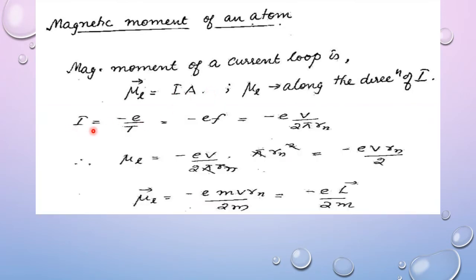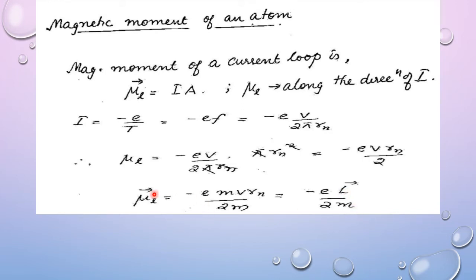The current, we know that it is equal to minus e by T. 1 by T is f, so it is equal to minus e f, which is equal to minus e into v by 2 pi r. This is the frequency. Therefore mu L you can write as minus e v by 2 pi r_n into A, area pi r_n square, of the nth orbit. Finally we arrive at mu L equal to minus e m v r_n by 2m. mvr is the orbital angular momentum L. So mu L is equal to minus e L by 2m.